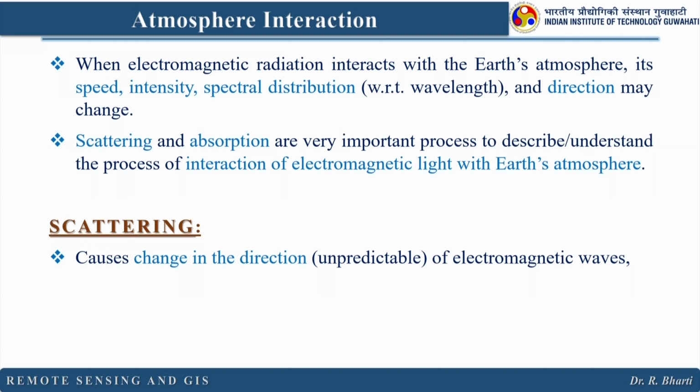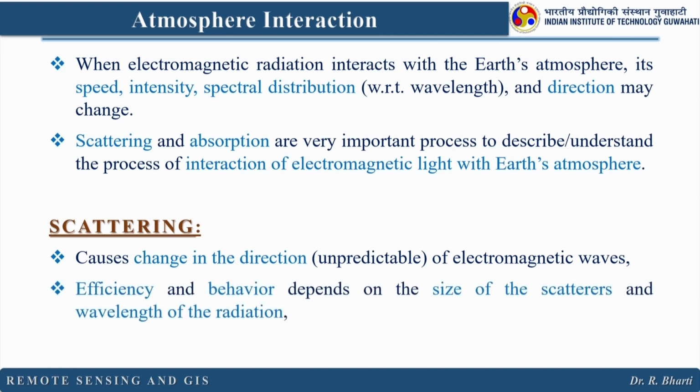It causes a change in the direction of electromagnetic waves, and these directions are unpredictable. You cannot predict, if water vapor is present in the atmosphere, how much the direction of the incoming radiation will change. The efficiency and behavior of scattering depend on the size of the scatterer and the wavelength of the radiation, so they are defined by the interacting material. If you have dust, more water vapor or more gases in your atmosphere, the interaction will be different, depending on the size of the molecule and the wavelength you are looking at.